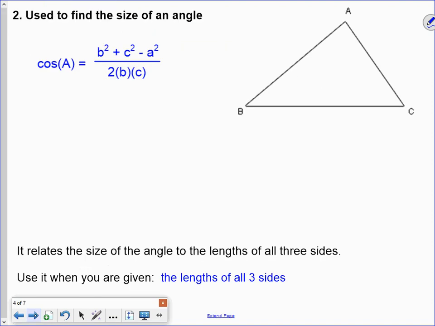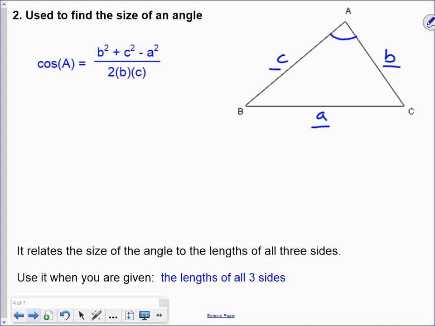What about finding an angle? Well, there's a different form. It's basically the equation that we saw before to find a side, rearranged to solve for that angle. So here it is: cos A equals b squared plus c squared minus a squared over 2bc. And how does this work? If we're trying to find angle A on the left-hand side, on the right-hand side we have the lengths of side b, side c, and side a. So we need the lengths of all three sides in our triangle if we're going to use the cosine law to solve for that angle.